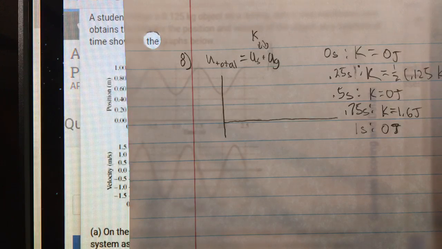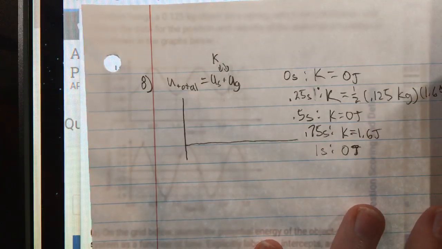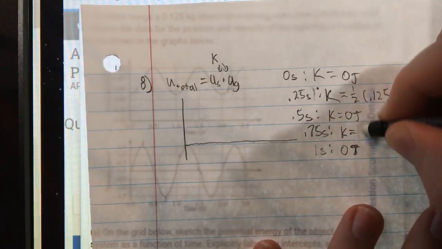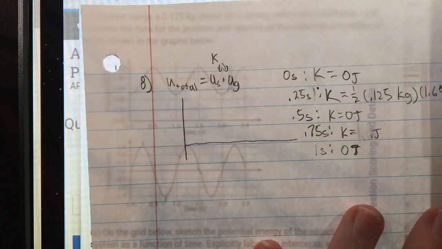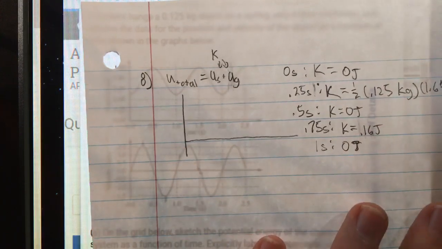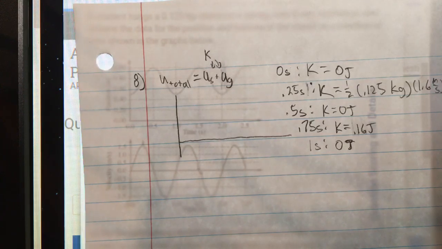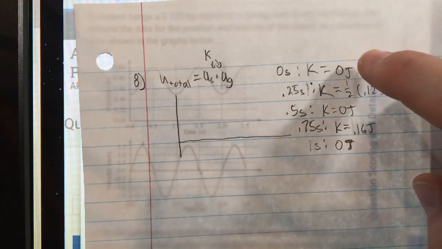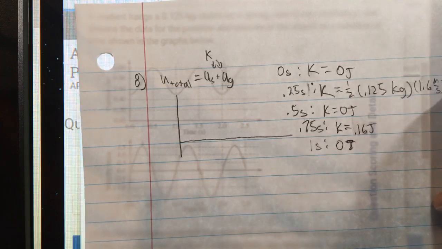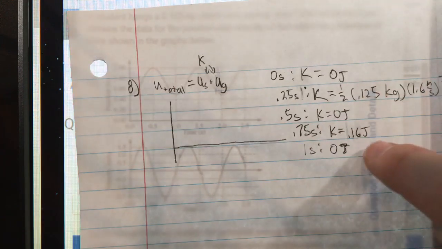You're getting 0.16. Did I do something wrong? Oh, yeah, it is 0.16. I just wrote it wrong. All right, so I have 0.16 joules. So these are the values I'm working with. So kinetic energy goes from 0 joules to 0.16 joules to 0 joules to 0.16 joules to 0 joules.